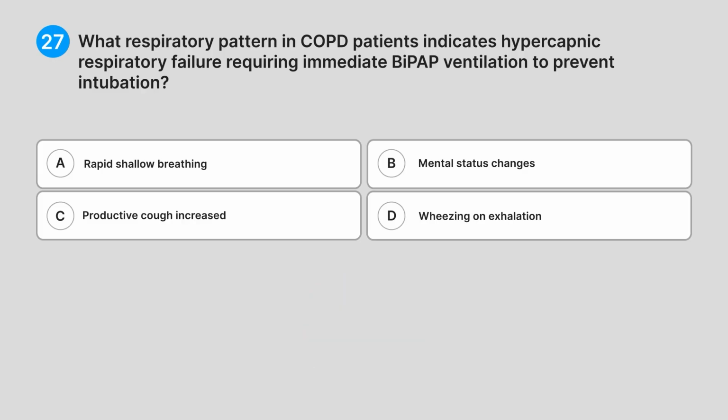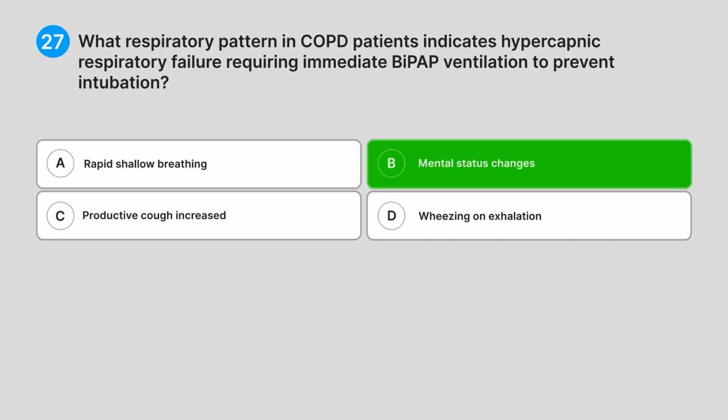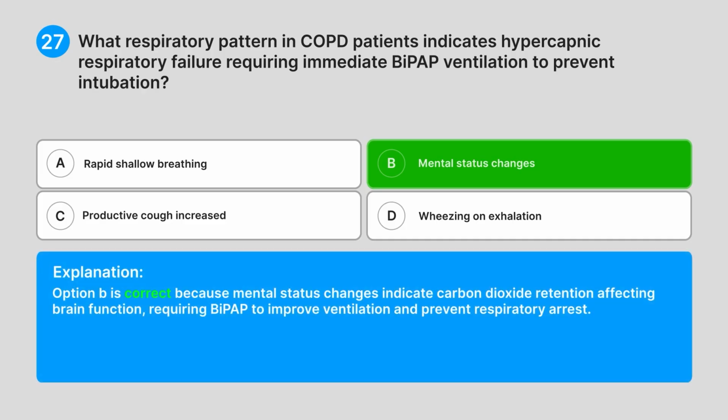Correct answer, B. Mental status changes. Explanation. Option B is correct because mental status changes indicate carbon dioxide retention affecting brain function, requiring BiPAP to improve ventilation and prevent respiratory arrest.